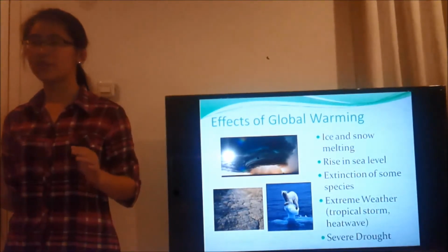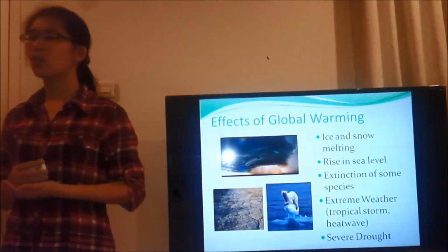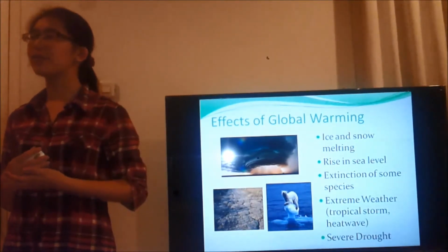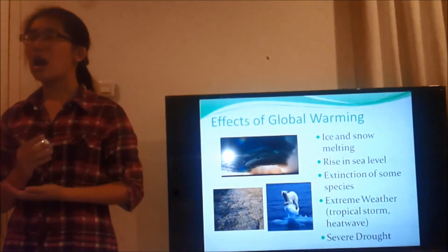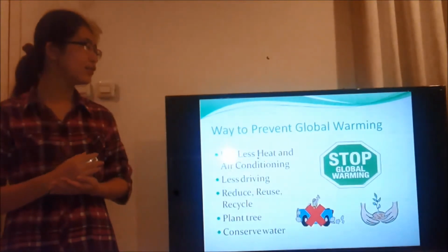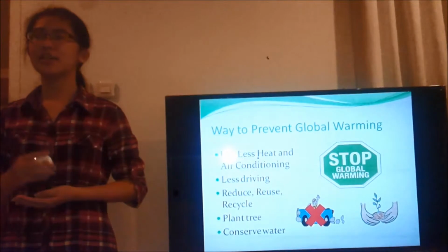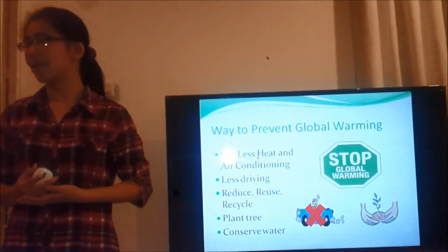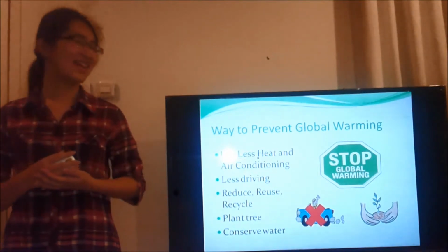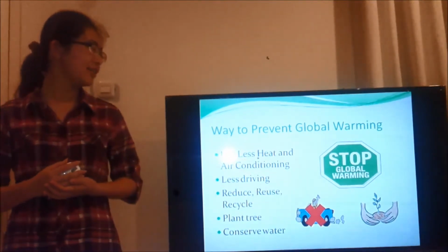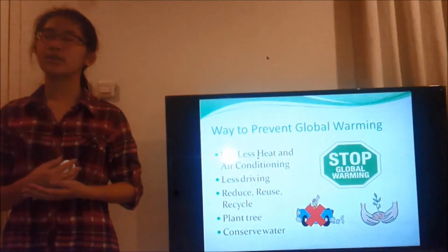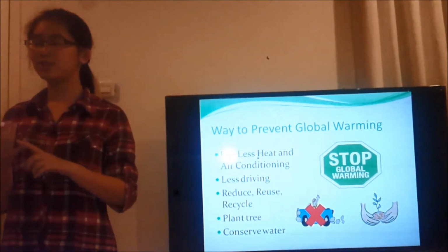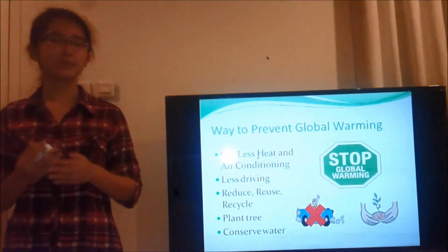And this is just some of the effects of global warming. There are many more. Our Earth gets a lot of damage from global warming. That's why we have to stop global warming. How can we do that? The way to prevent it, first, is to use less heat and less air conditioning. Then we can also drive less so that we can conserve our energy supply. And then we have to reduce, reuse, and recycle.